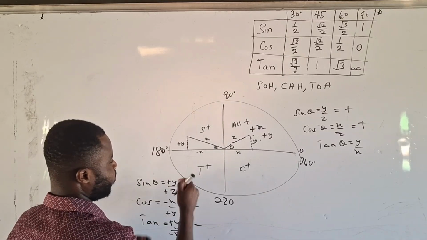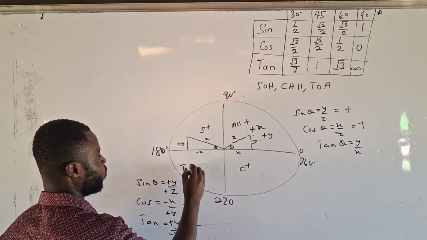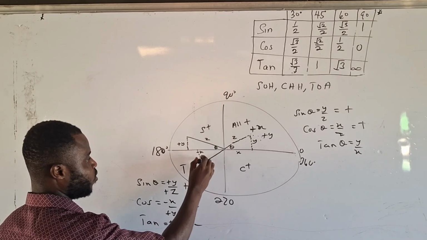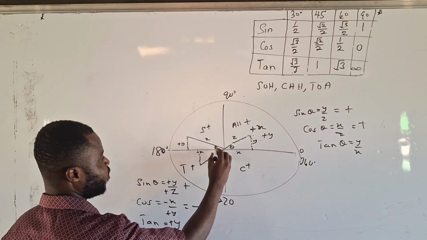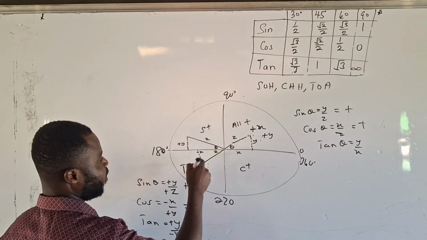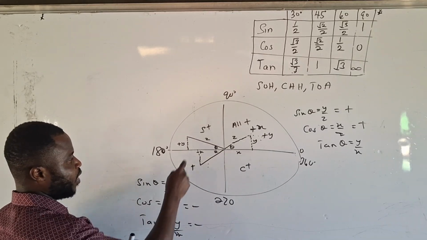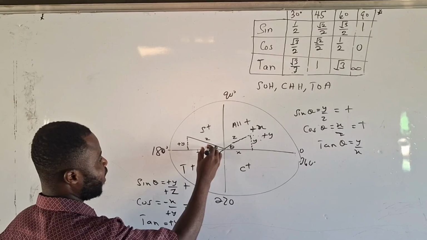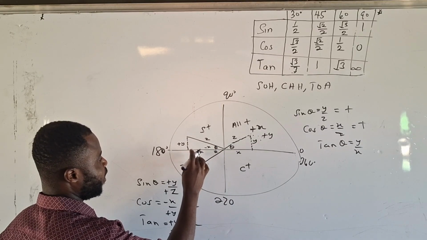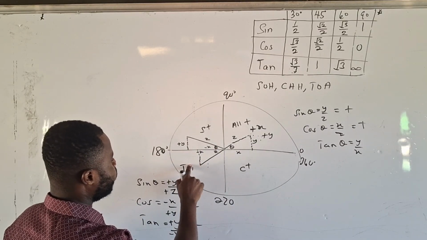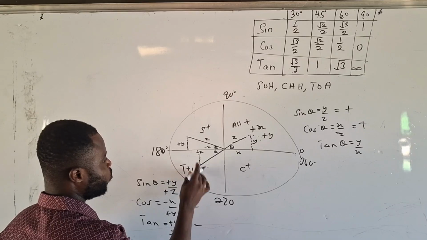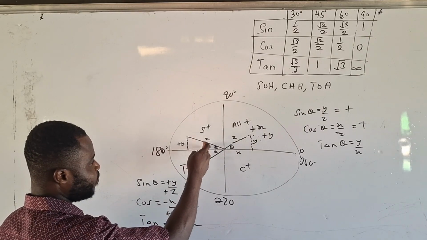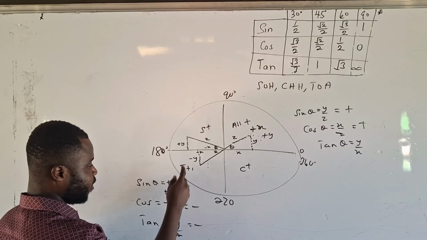Now, let's come here. So an angle, the angle formed with the x-axis. Let's say here is theta. Now, what is our x here? Our x here is negative. And our y here too is negative. Yes, x is negative, y here is negative.